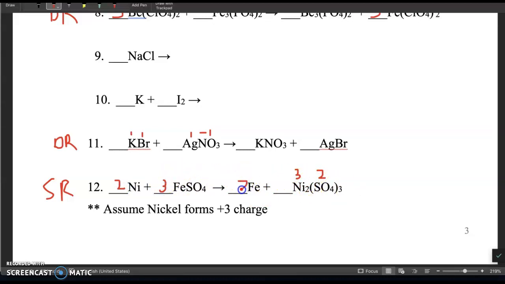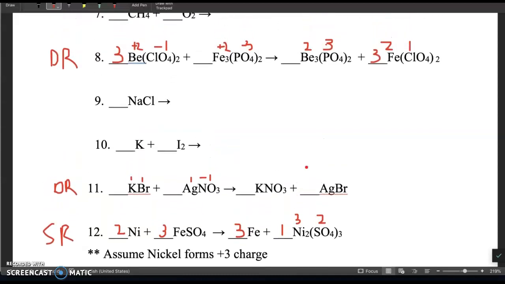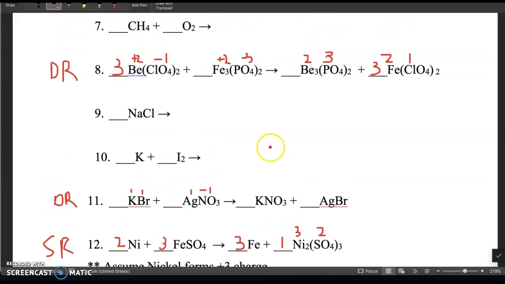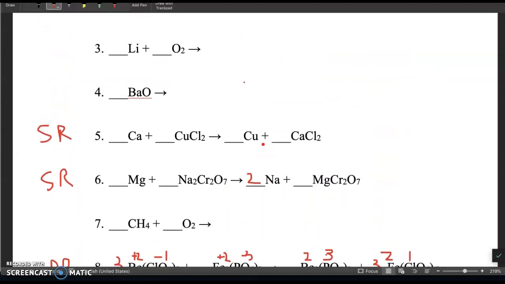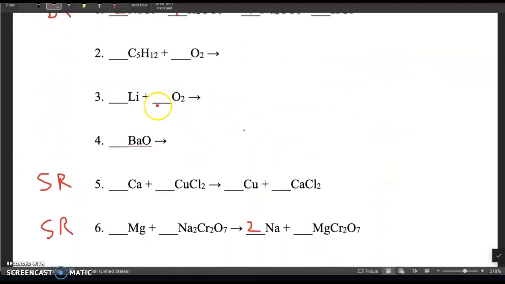That gives me 3 irons. Sorry, that should be a 3 and 1 there. So I'm just going to rewrite that because that was trash. 3, 1. And that's how I balance. Now, I'm going to go ahead and move on to my next type, which is synthesis.